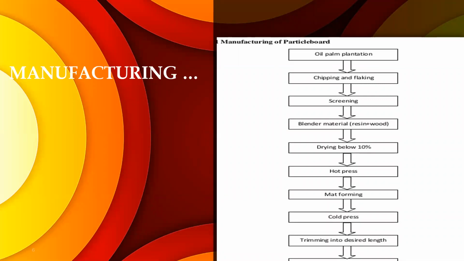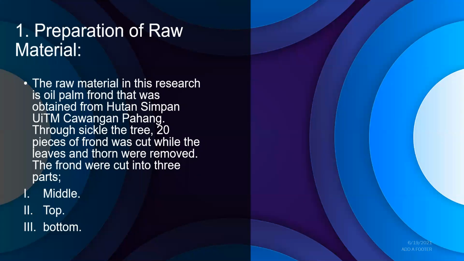So first one is preparation of raw material. The raw material in this research is oil palm that was obtained from the tree. 20 pieces of fronds were cut, while the leaves and fronds were removed. The fronds were cut into three parts: first middle, second top, and third is bottom.